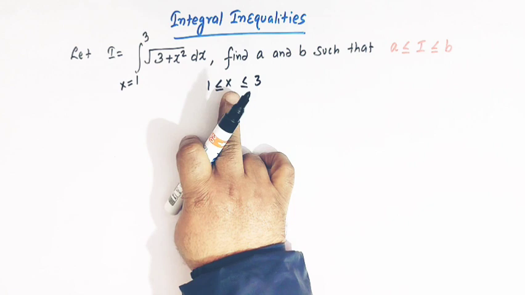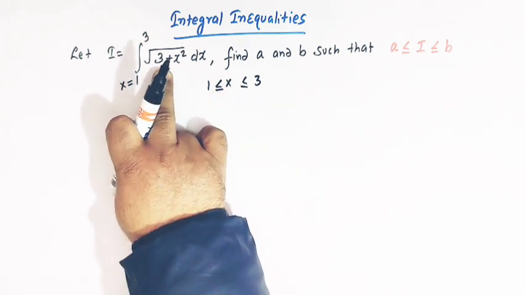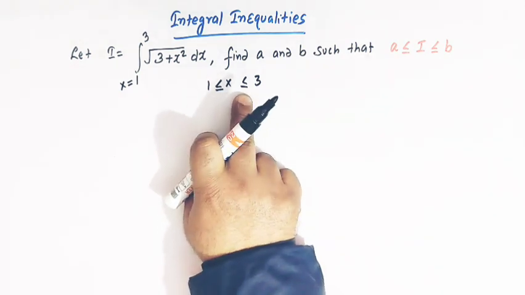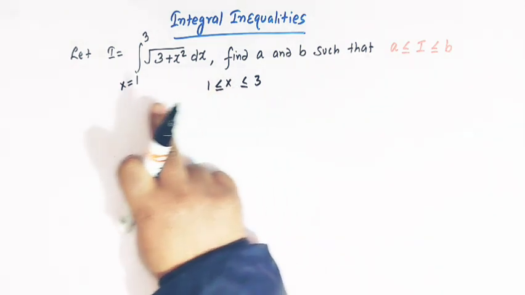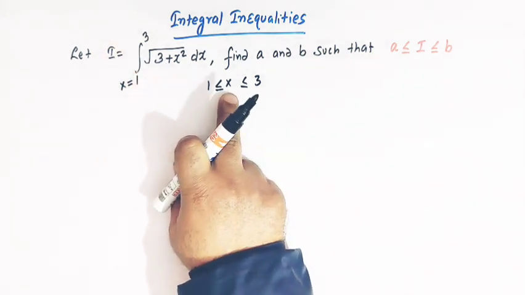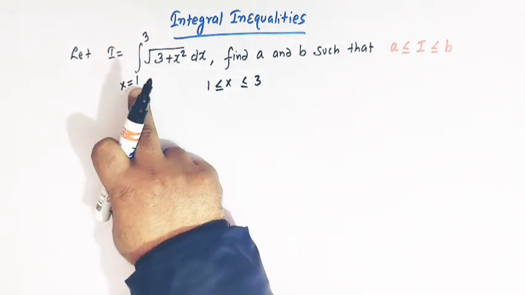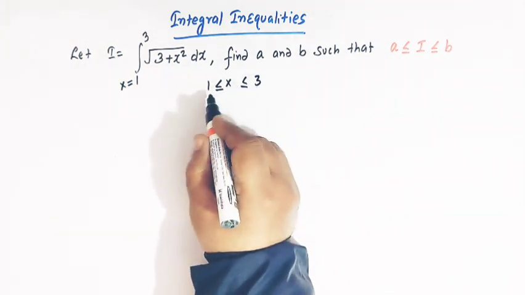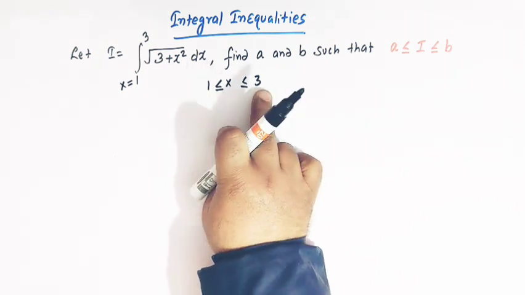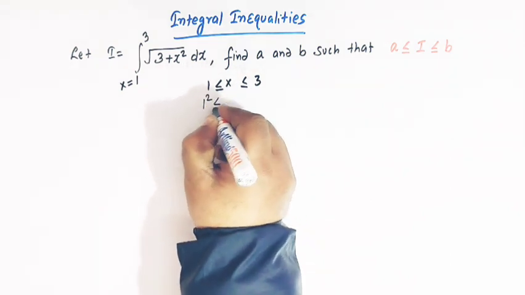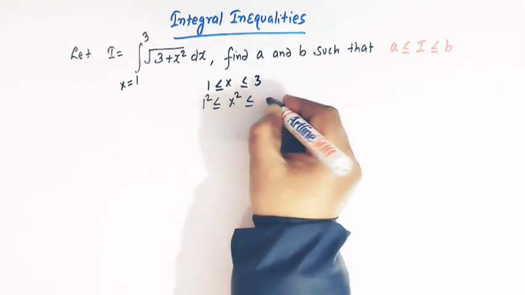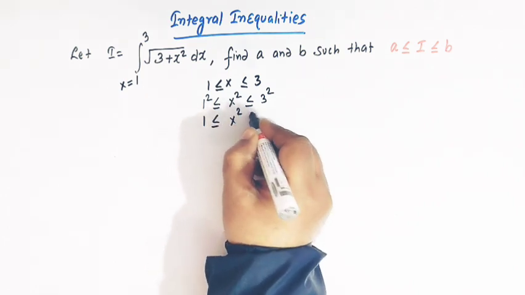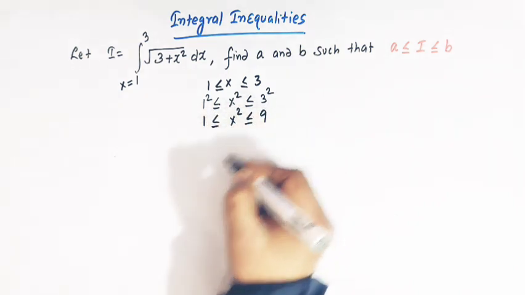Now we have to create this integrand, that is square root of 3 plus x square, with the help of this inequality. So what we will do, since x is always a positive quantity, because x lies between 1 and 3, let us square all these terms. So we get 1 square, then we have x square, and here we have 3 square. Now this is 1, this is x square, and this is 9, right?